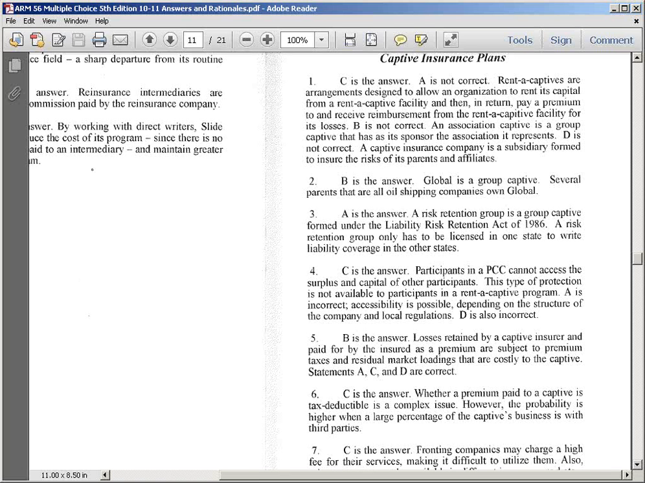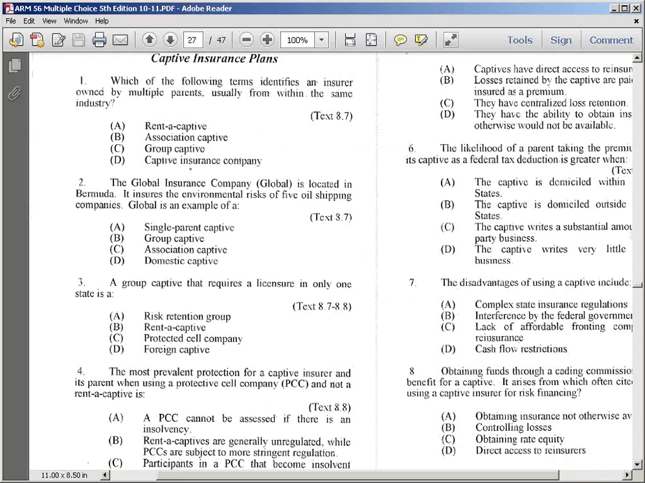I already showed the answer to the next one, but we'll still go to that one too. So number 2, the global insurance company, Global, is located in Bermuda. It insures the environmental risks of 5 oil shipping companies. Global is an example of a... In this one it's also going to be a group captive. Again, this is where you can have difficulty between B and C, so you have to make sure you understand those.